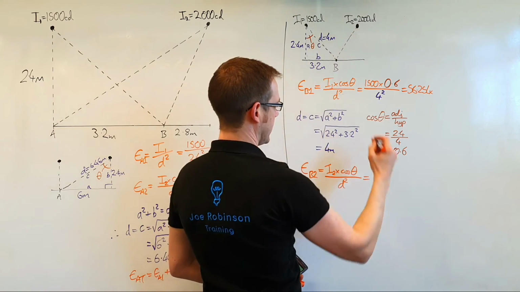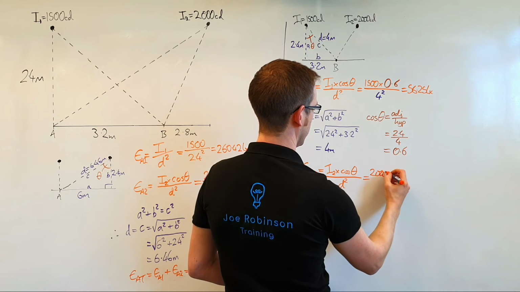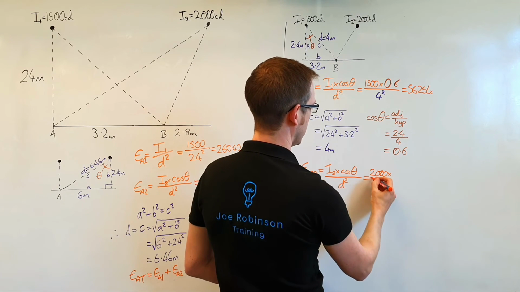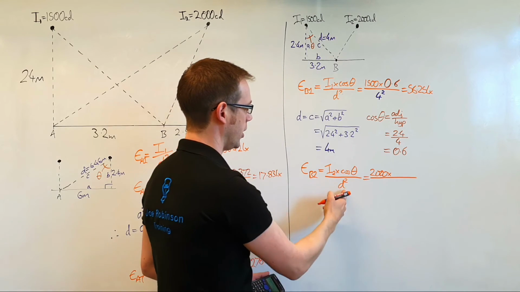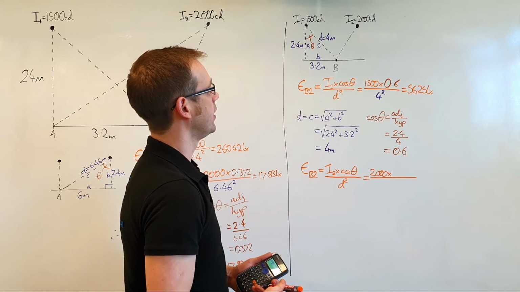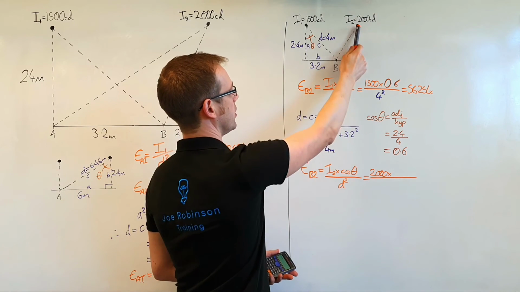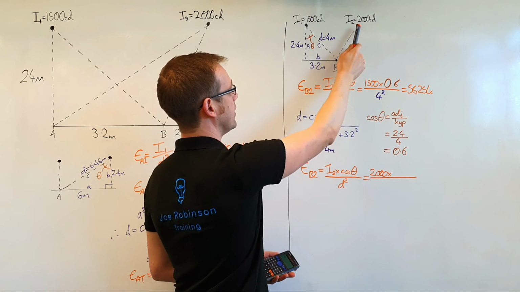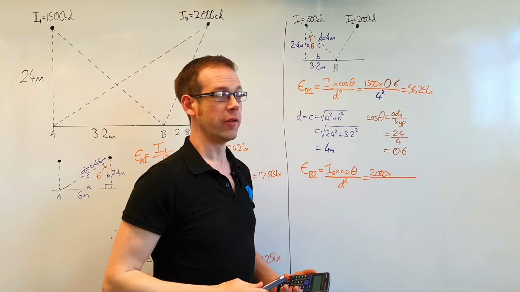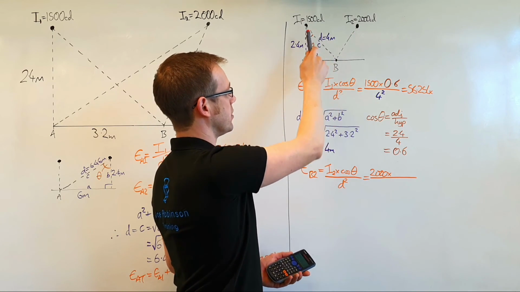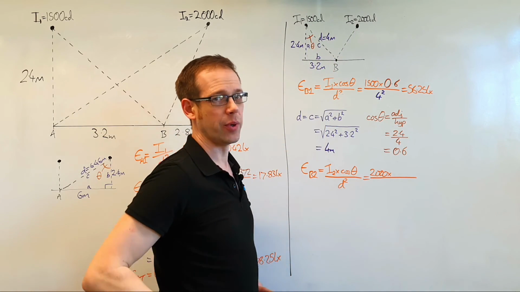I2 is 2000 candelas, so we've got 2000 times the cosine of theta. We don't know what that is yet, we're about to calculate that. We don't know what D squared is either. This value here for the distance from I2 to the position B that's being illuminated will be a different value from this value for distance, the 4 meters there. However, the same principle applies again.